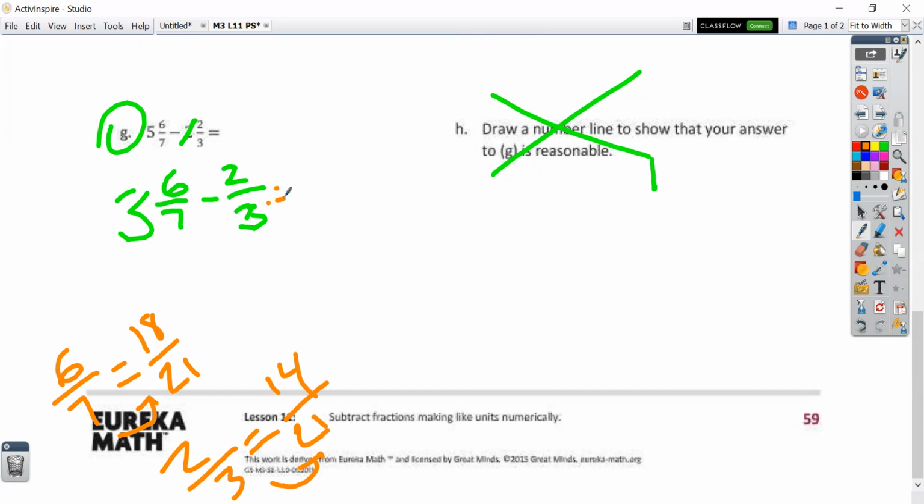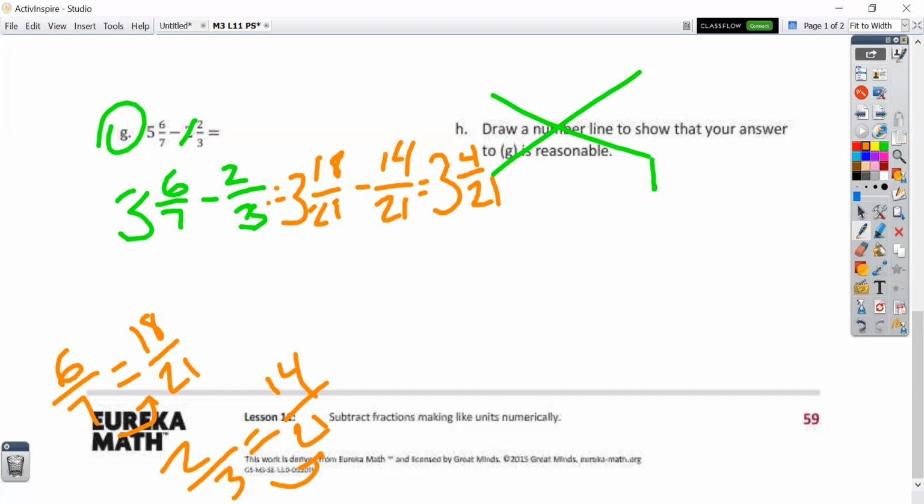So 3 6/7 is really 3 18/21 minus 14/21, which is going to equal, well, can we take away the 14/21 from the 18/21? Yeah, 14 is smaller than 18, so we definitely can do that. Our wholes, we've already dealt with them, so we just bring that 3 over, and we're left with 4/21.